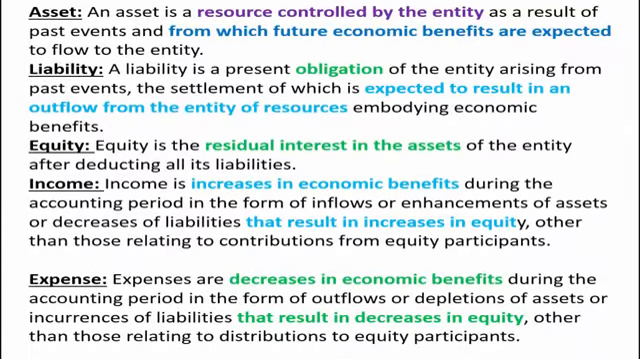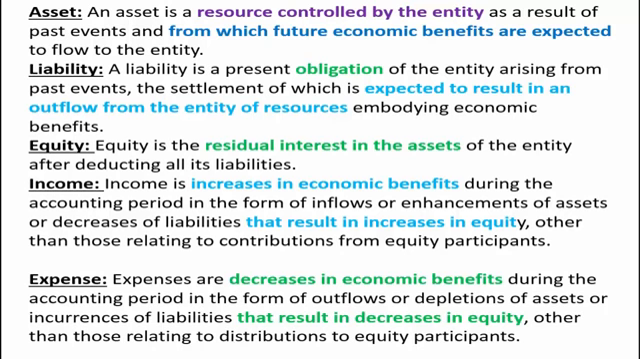What is an asset? An asset is a resource controlled by the entity as a result of past events and from which future economic benefits are expected to flow to the entity. What is a liability? A liability is a present obligation of the entity arising from past events, the settlement of which is expected to result in an outflow from the entity of resources embodying economic benefits. What is equity? Equity is the residual interest in the assets of the entity after deducting all its liabilities.